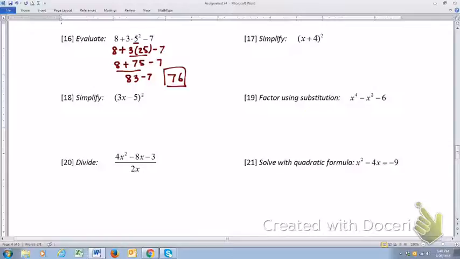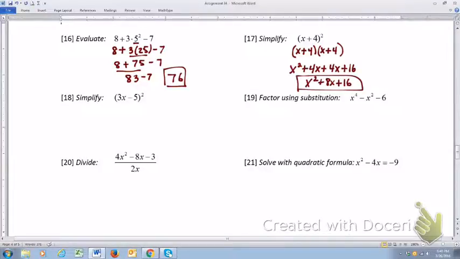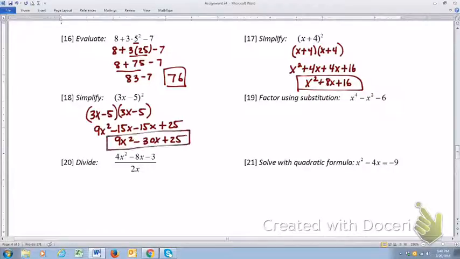Number 17 is FOIL in disguise. We don't have any rules of exponents for this one because of that plus in between. We have two terms there. All we can do is write two of these x plus 4 factors and then FOIL, combine our like terms, and we're done. 18 is the same type of problem. Let's FOIL it out. And our final answer is 9x squared minus 30x plus 25.